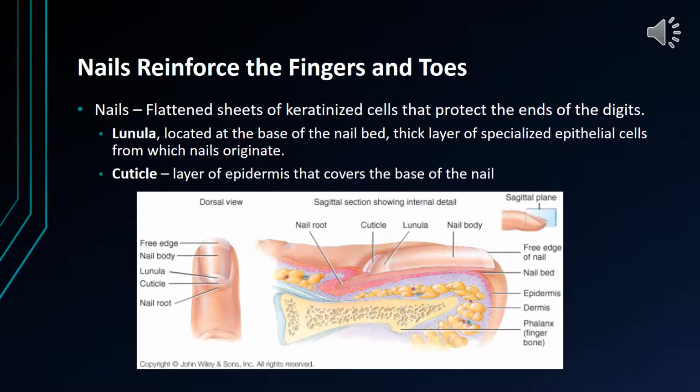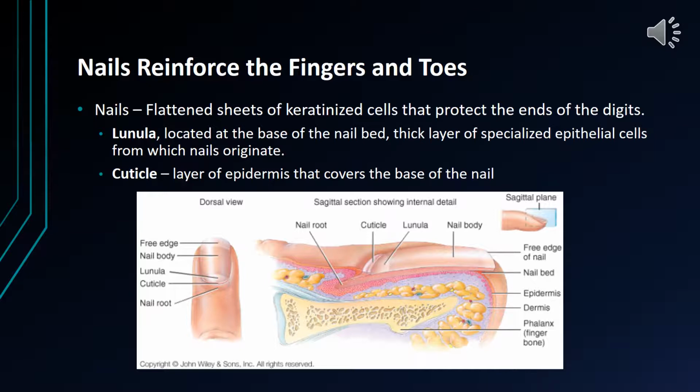The last accessory organ of the skin that we're going to cover are the nails, which reinforce the fingers and toes. And nails are actually flattened sheets of keratinized cells that protect the ends of these digits. So once again, we have dead keratinized cells in the nails also. The lunula is located at the base of the nail bed, and this is a thick layer of specialized epithelial cells from which the nail originates. And then the cuticle is the layer of epidermis which covers the base of the nail.